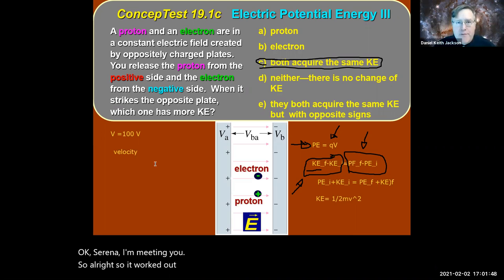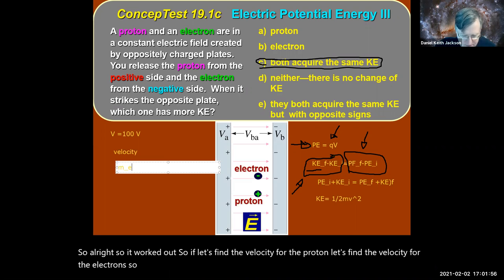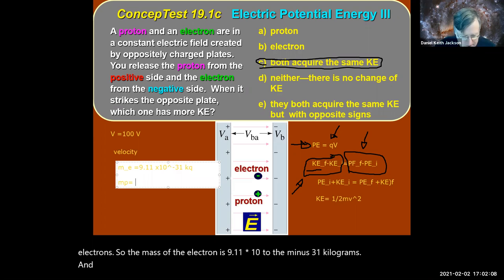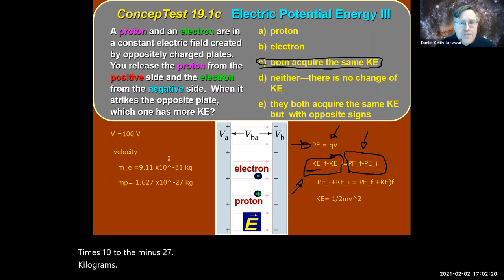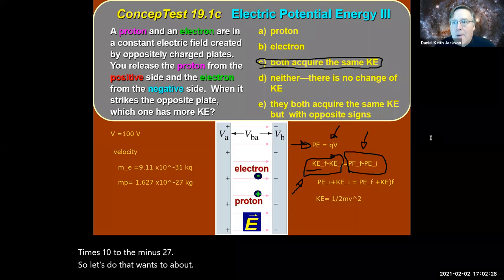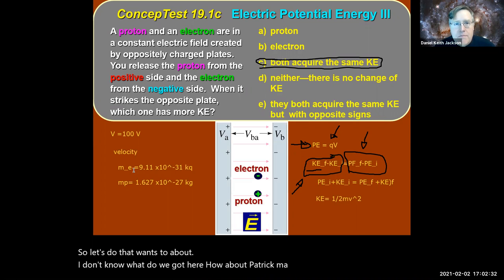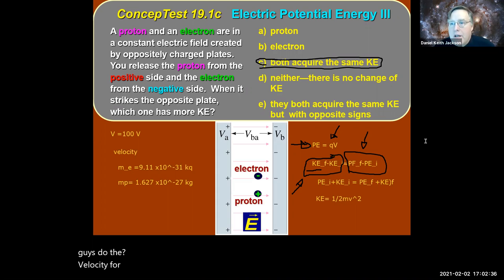Let's find the velocity for the proton, let's find the velocity for the electron. So the mass of the electron is 9.11 times 10 to the minus 31 kilograms. And the mass of the proton is equal to 1.627 times 10 to the minus 27 kilograms. So let's do that. Patrick, Marwa, and Sharina, why don't you guys do the velocity for the electron, and Jared, Hannah, and Ben, why don't you guys do the velocity of the proton?